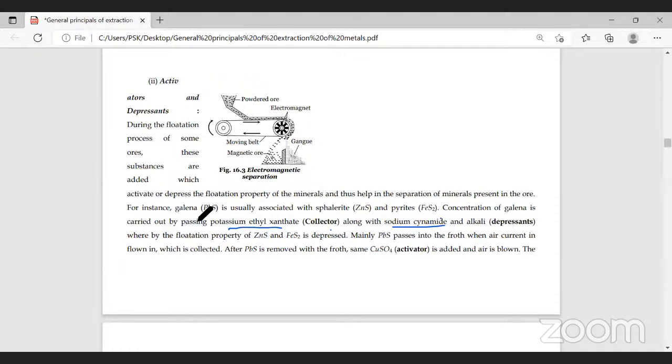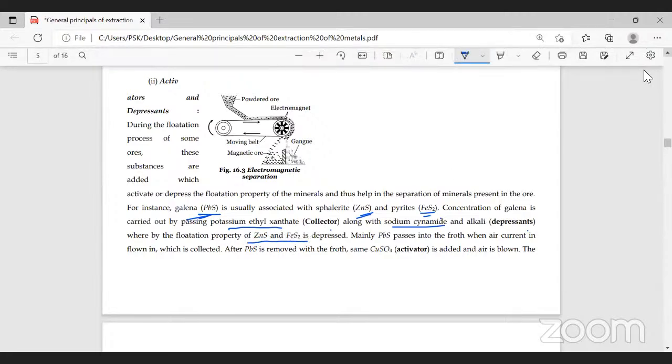What happens? We want lead sulfide. We don't want zinc sulfide and iron sulfide. But these two are present along with lead sulfide. So they add a collector like potassium ethyl xanthate, and sodium cyanide, an alkali, as a depressant, whereby the flotation property of zinc sulfide and iron sulfide is depressed.